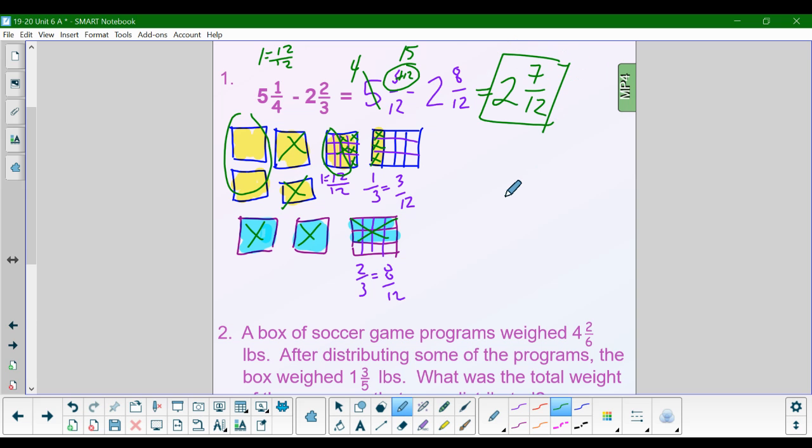That's your answer. So this is kind of an algorithm. This is the drawing of what we were doing. You can always come back and look at this if you get stuck.